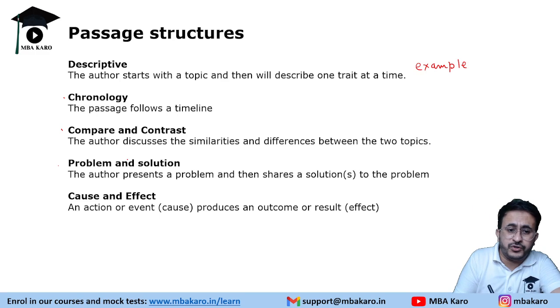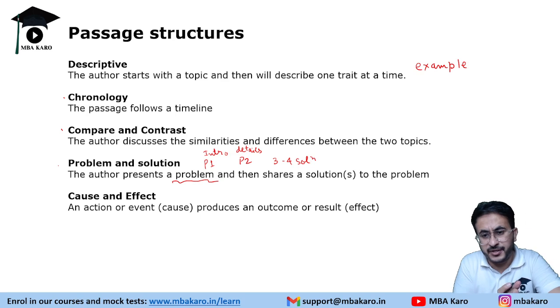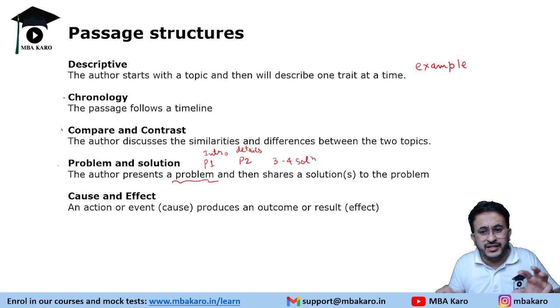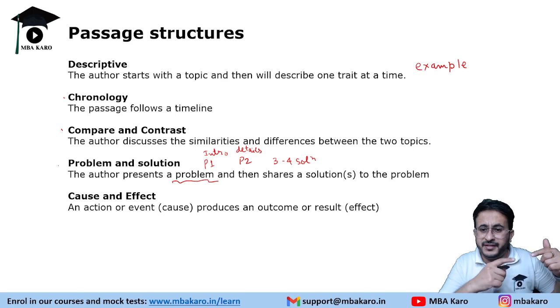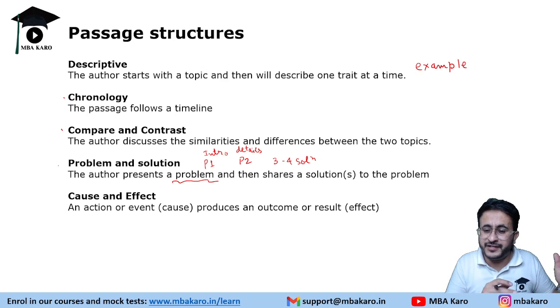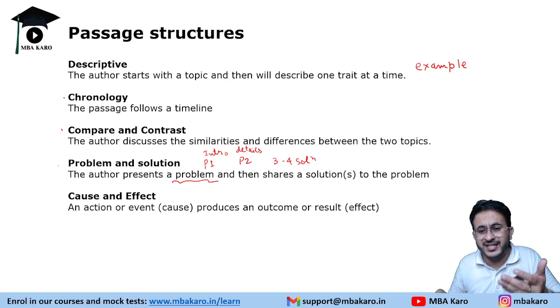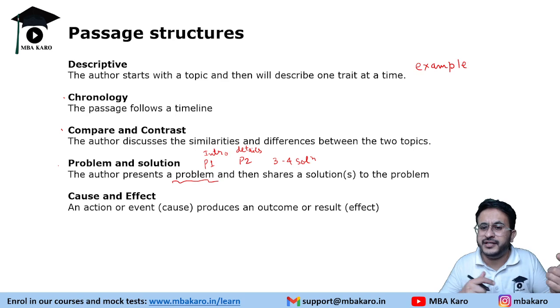So, problem and solution. First a problem will be presented. Let us say paragraphs 1 and 2: one will introduce the problem, two will give the details of the problem, then three and four will present the solution. Okay, so that will be the structure of the passage. Probably there will be one problem, maybe paragraphs 3 and 4 give two or three different solutions, and in the last paragraph the author tries to give the best possible solution.